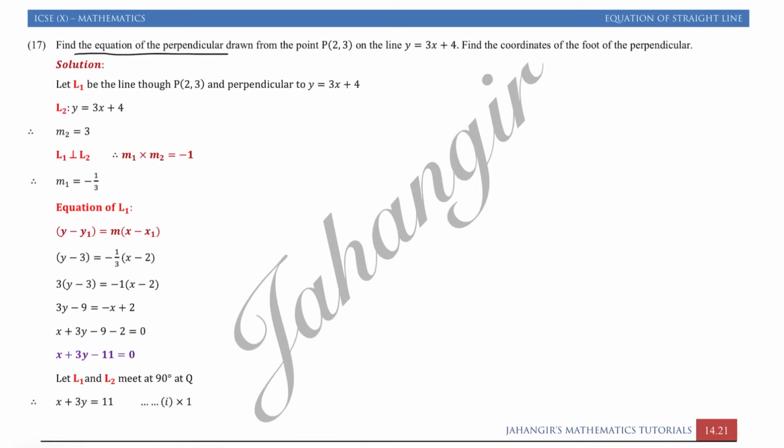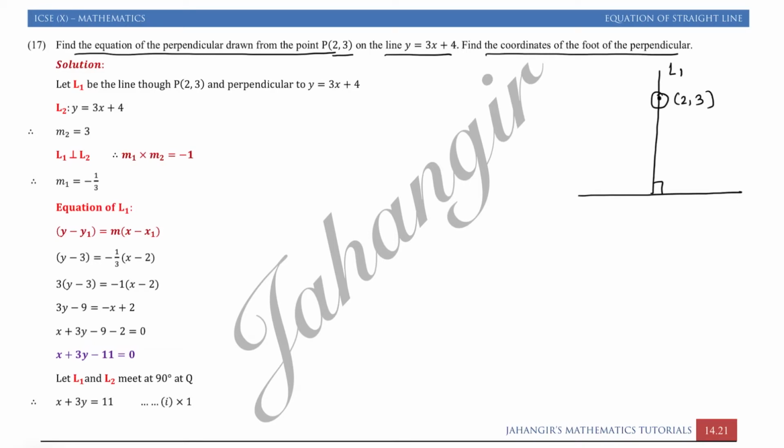Find the equation of the perpendicular drawn from the point P onto the line. Find the coordinate of the foot of perpendicular. Same pattern question. This is the line which is perpendicular to the another line L1, which is passing through a point 2, 3. This point is called foot of perpendicular.